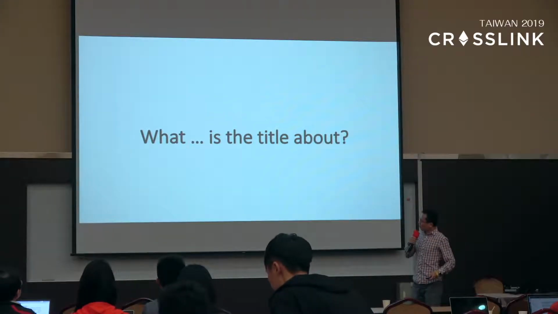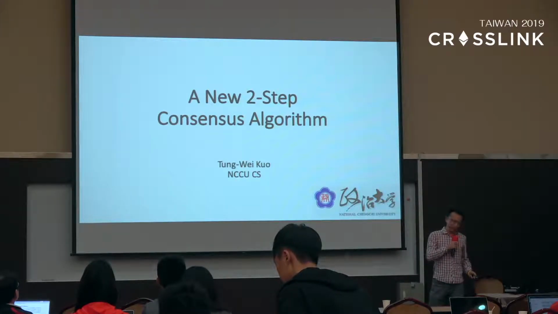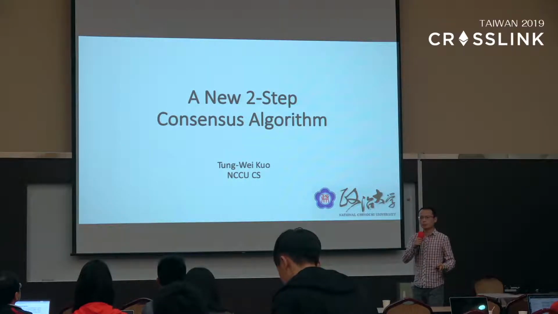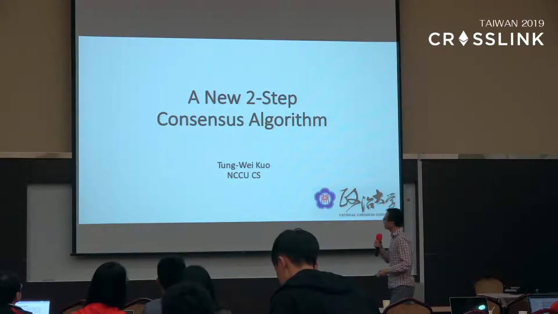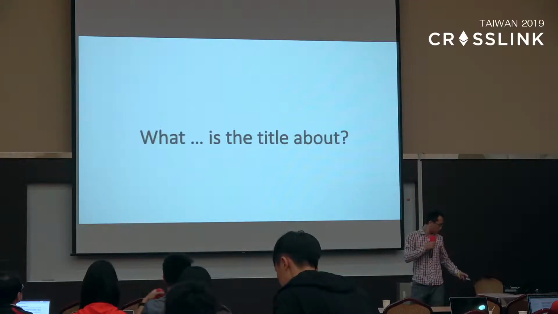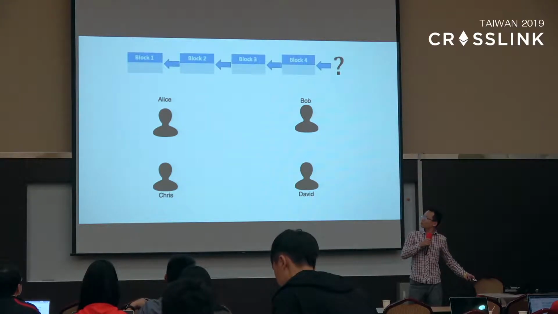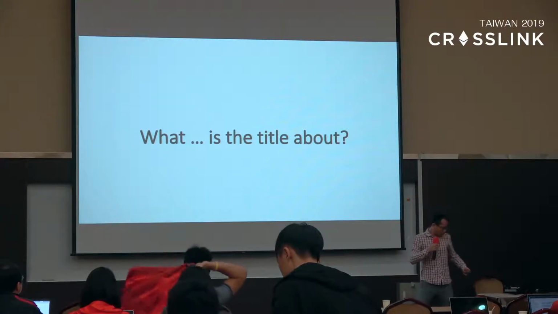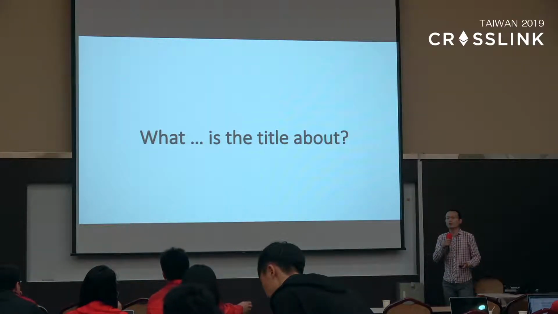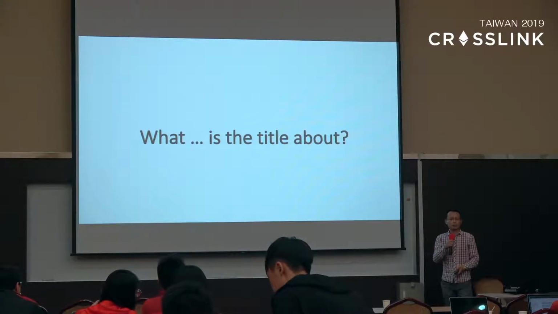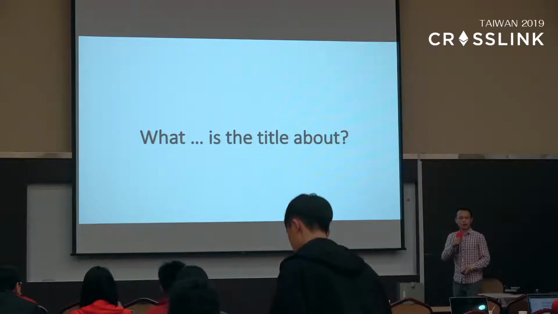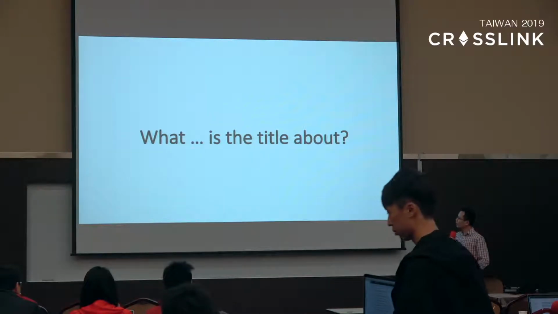I'm going to start this talk by explaining the title. I believe most of you know some consensus algorithms like proof of work or proof of stake. Today the talk is again about consensus algorithms, but we're going to consider a different setting. We all know that proof of work and proof of stake are for public blockchains, but in this talk we're going to focus on private blockchains, which will be explained in a while.